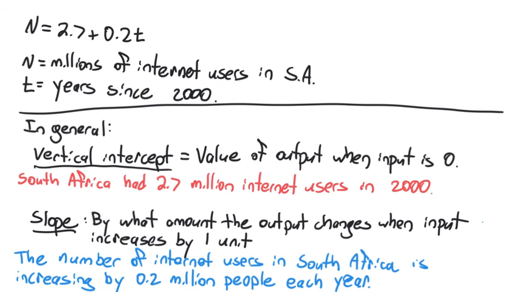And there are different ways that you could interpret this. So there's not a unique answer that I would be looking for, but one example of a nice interpretation of this slope would tell us that the number of internet users in South Africa is increasing by this amount, 0.2 million people, every time we increase t, so each year.